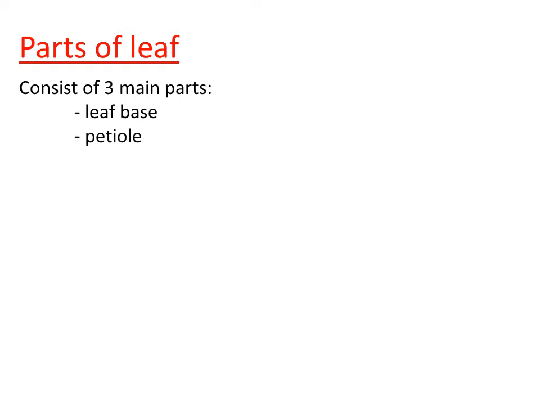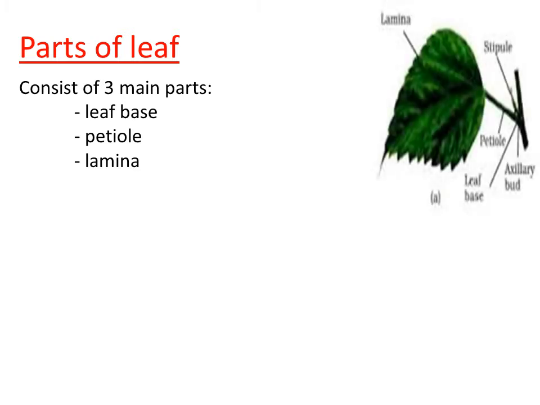Yes, what are the parts of the leaf? The leaf consists of three main parts. One is the leaf base, another part is the petiole, then the lamina. So there are three main parts we can see in the leaf: the leaf base, then the petiole, then the leaf lamina. You can look at the diagram.